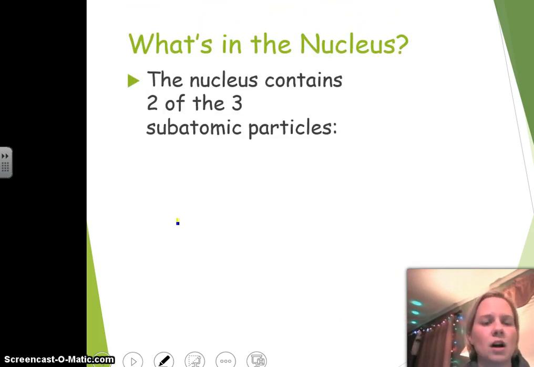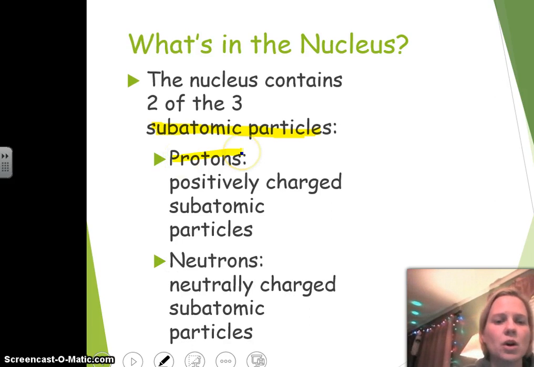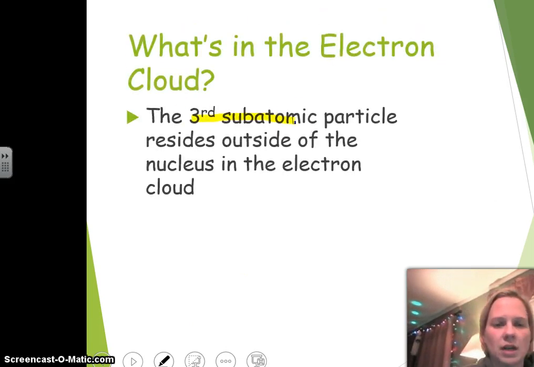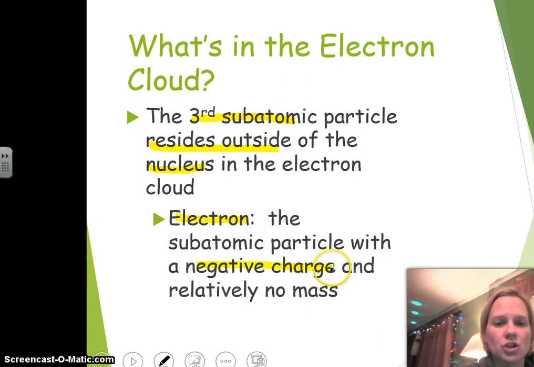All right, so now inside the nucleus, we have two of the three subatomic particles. And don't let subatomic particles scare you. They're just referring to these small little particles that make up the whole atom itself. The two of them that we're going to deal with are protons, which are positive, and neutrons, having no charge at all. The electrons are the third subatomic particle, and this resides outside of the nucleus. Make sure you remember that on a test or a quiz. It's outside of the nucleus. That is the electron, and it has a negative charge and really has no mass. So think back to my pickup truck example. The pickup truck is the nucleus, and the feather that just barely makes the scale move is the electrons, or the electron cloud, I should say.